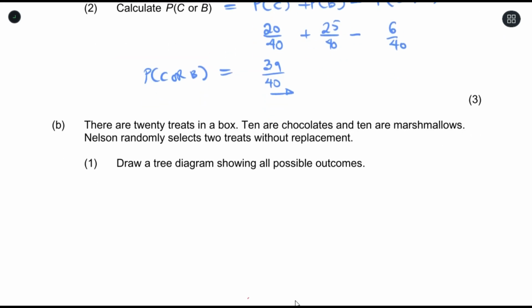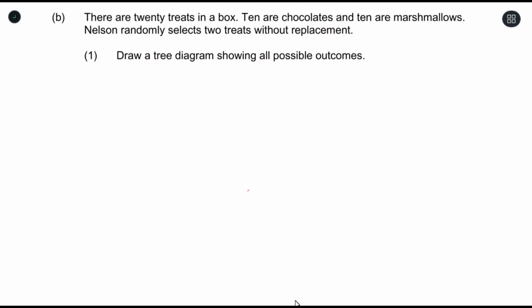On to question B. This question says there are 20 treats in the box. 10 are chocolate and 10 are marshmallows. Nelson randomly selects 2 treats without replacement. Draw a tree diagram showing all possible outcomes. Okay, so to draw my tree diagram, I'm going to use C to represent the chocolate and M to represent the marshmallows.